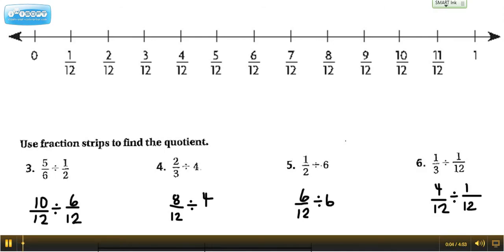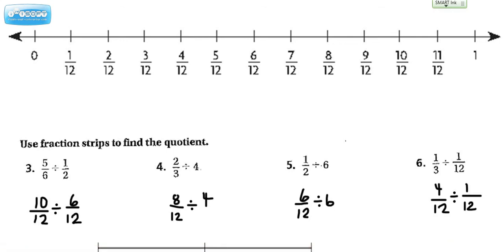We're taking a look at lesson 2.5, model fraction division, and I thought it might be a good idea to add a video that uses number lines instead of the fraction strips, just so that we are firm on both methods. Number 3 says 5/6 divided by 1/12.